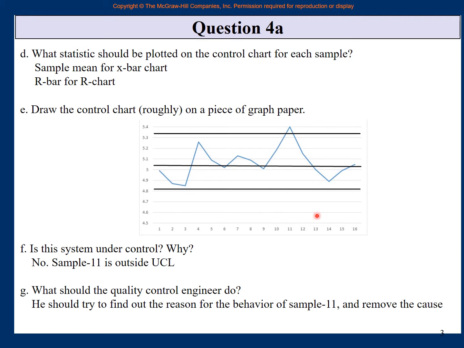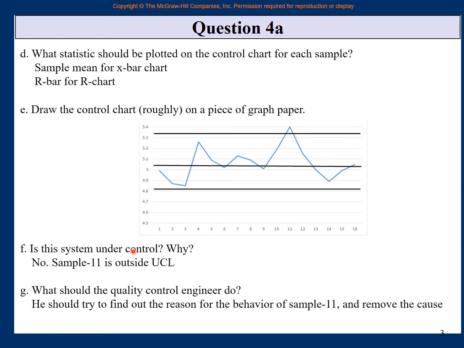I have drawn it more accurately, but roughly you draw a straight line and write 4.80, whatever the value of the LCL is. Here you write the value of the X double bar, and here the value of the UCL, the upper control limit. Then plot sample 1, 4.89 and so on, 1, 2, 3, 4, 5, 6. You will realize that one value is 5.4 something, not 5.38, it is more than that. All other values are between the upper and lower limits. So this is roughly how you draw it.